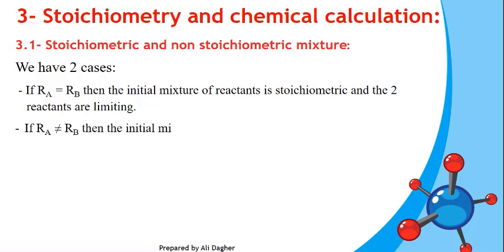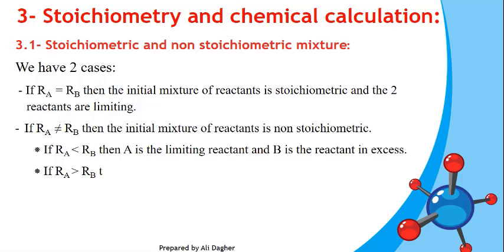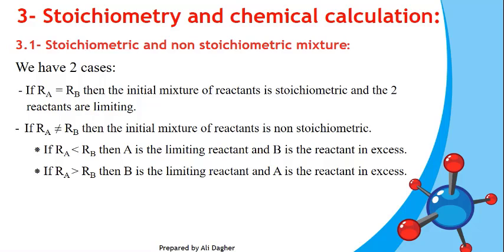But if ratio of A different than ratio of B, then the initial mixture of reactants is non-stoichiometric. In this case, also we have two cases. If ratio of A is less than ratio of B, then A is the limiting reactant and B is the reactant in excess. If ratio of A bigger than ratio of B, then B is the limiting reactant and A is the reactant in excess.